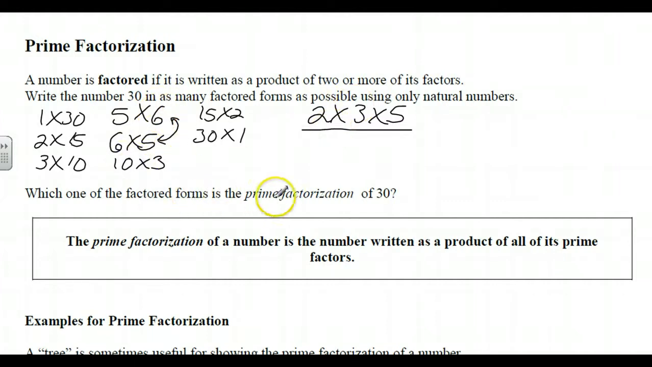Which of the factored forms is the prime factorization? Well, this is the one that has only prime numbers, 2, 3, 5, and that makes it the prime factorization. Definition: the prime factorization of a number is the number written as a product of all of its prime factors.